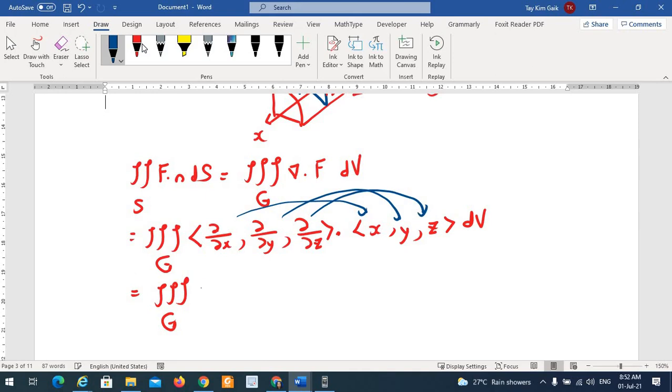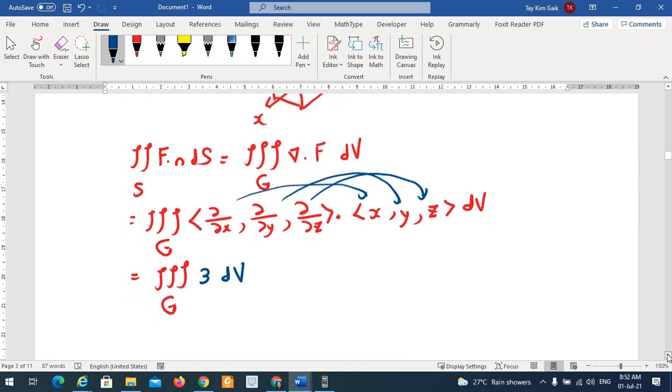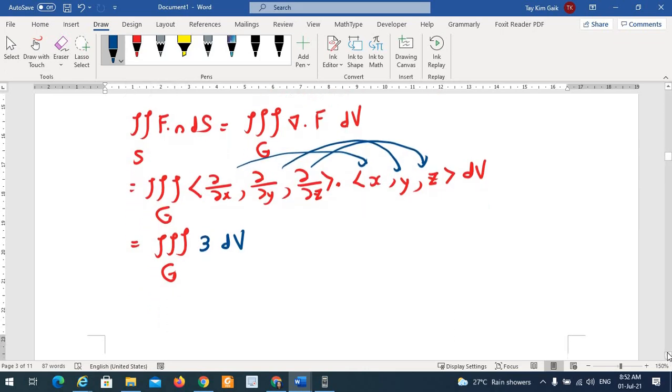So the answer is 3 dB. Delta x, x you have 1. Delta y, y you have 1. Delta z, z you have 1. So the answer is 3 dB. It means this is 3 times the volume of the solid G.